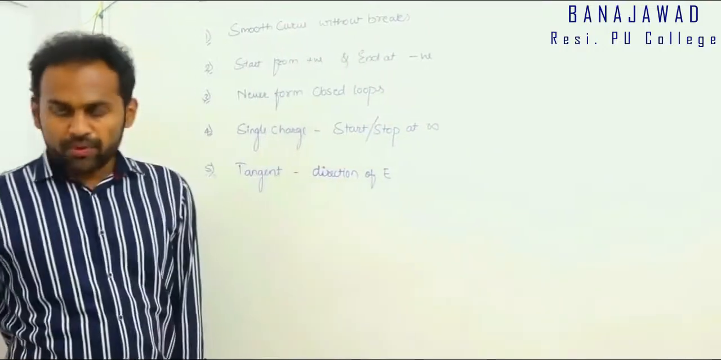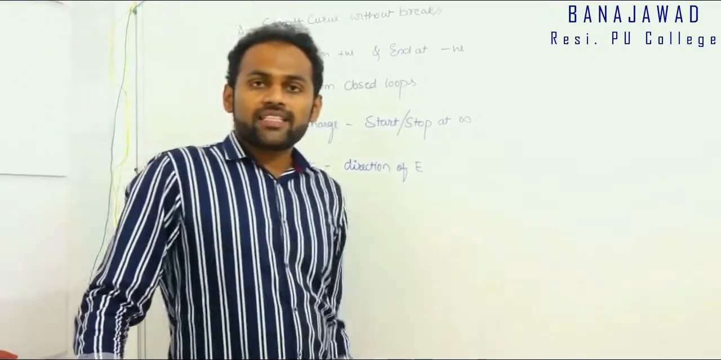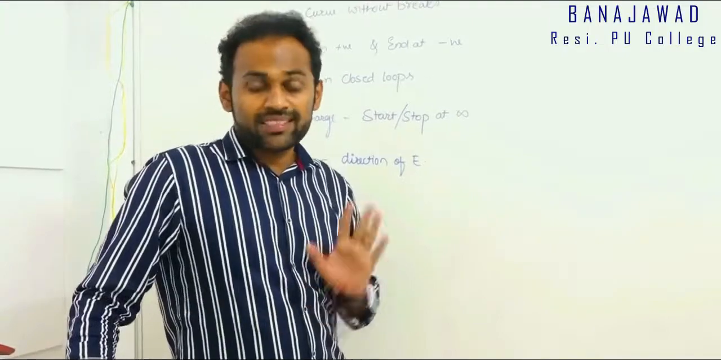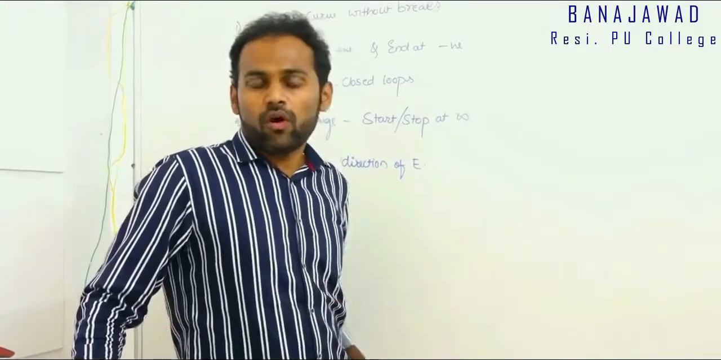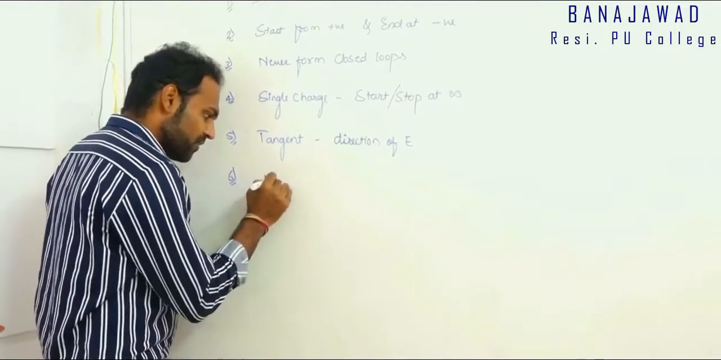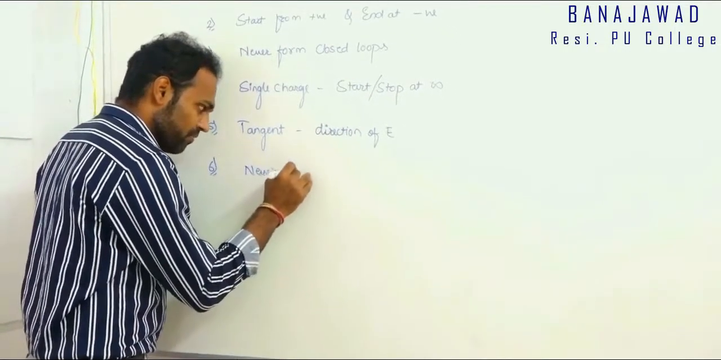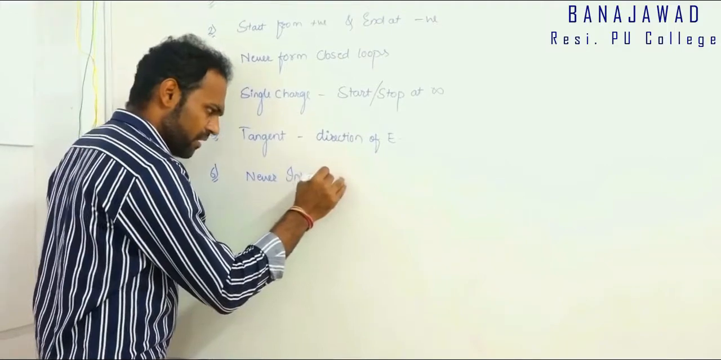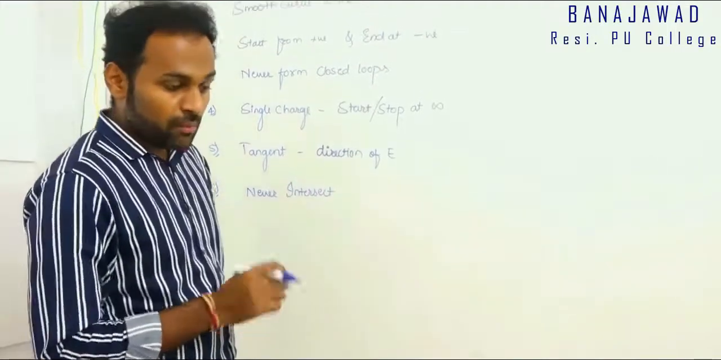The sixth property is electric field lines will never intersect. Intersect means they will not cross one another. So the sixth property is electric field lines will never intersect. Okay, fine. They will not intersect. We are clear about it. But why will they not intersect?